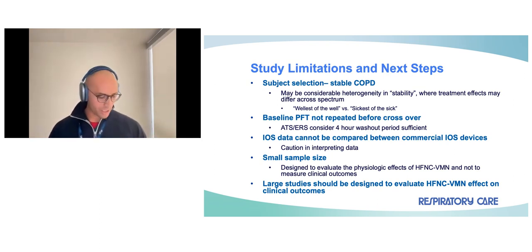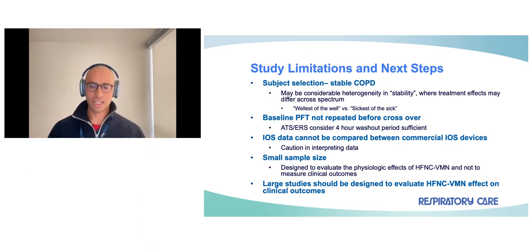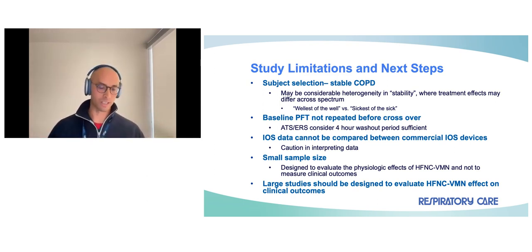So a number of points here about study limitations and next steps. When you're selecting patients with stable COPD, there could be subjects who are more stable than others. Especially in a sample size of 17, you may have an unequal distribution of subjects who are the wellest of the well or the sickest of the sick. So there may be some limitations in terms of subject selection based on the sample size, where you may not have the whole spectrum of stability in COPD present in your sample.